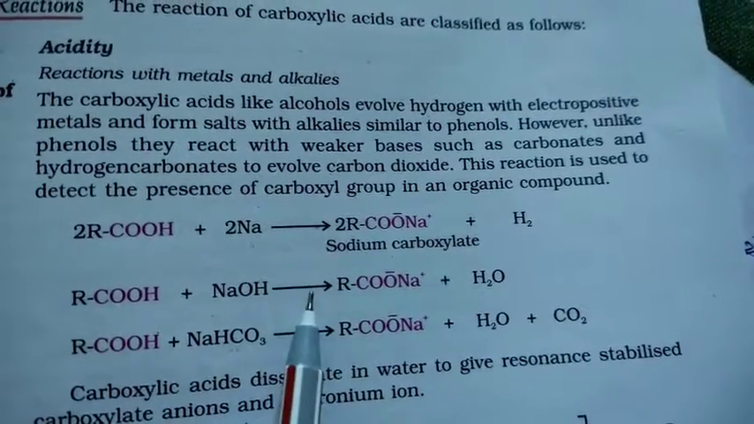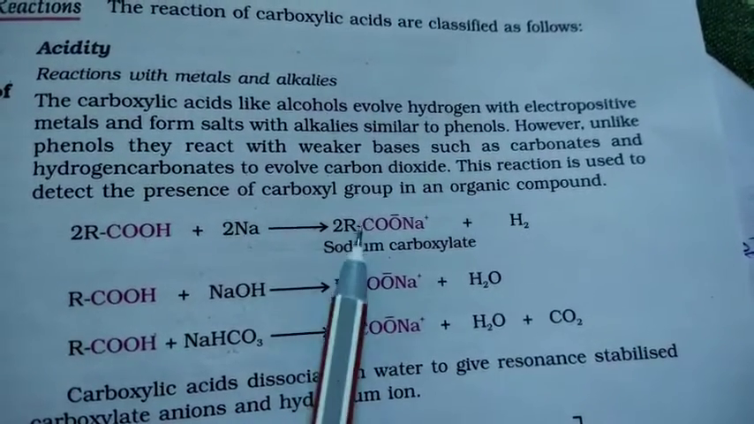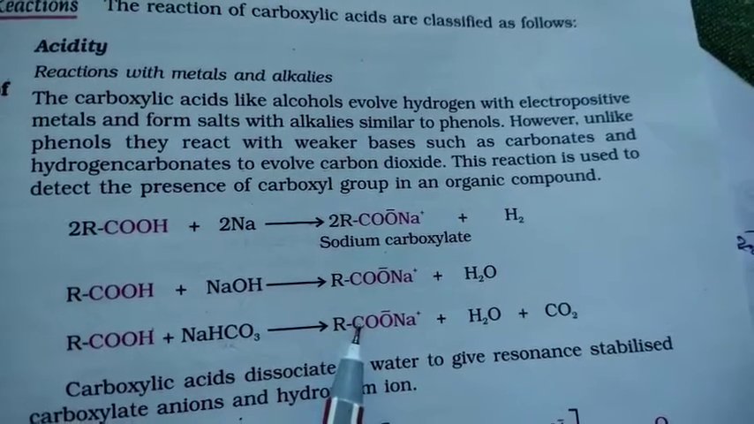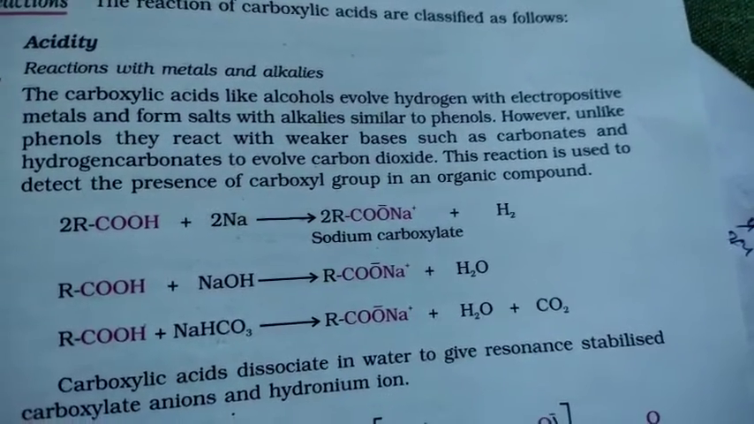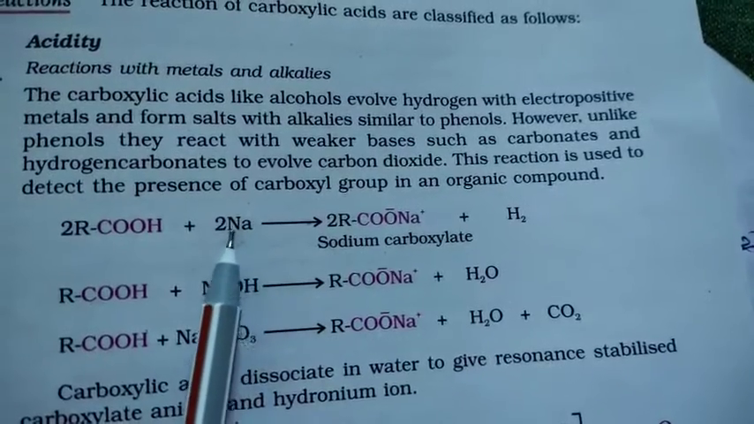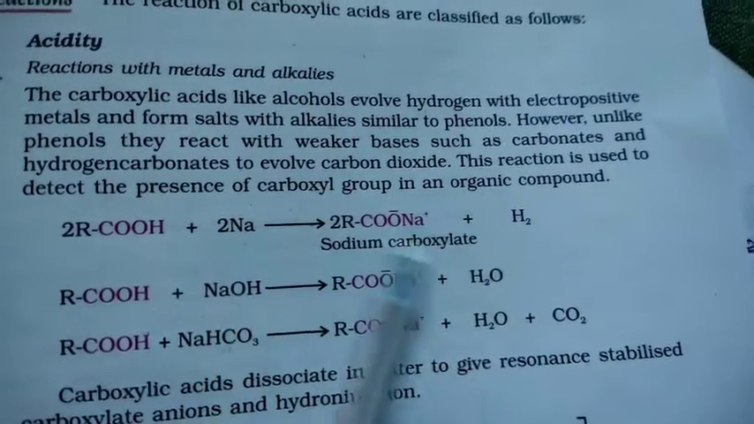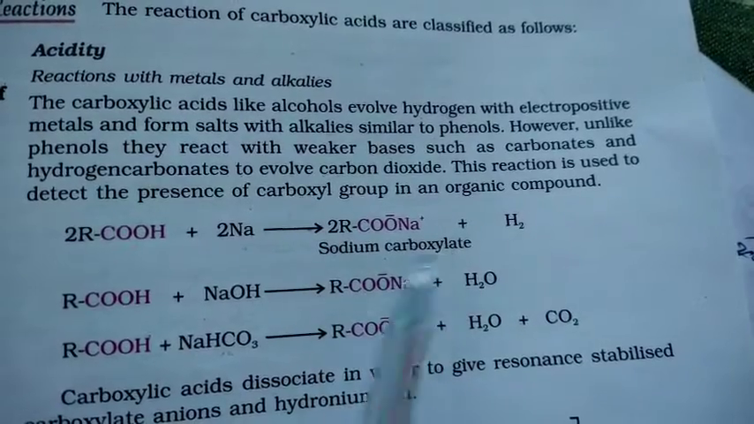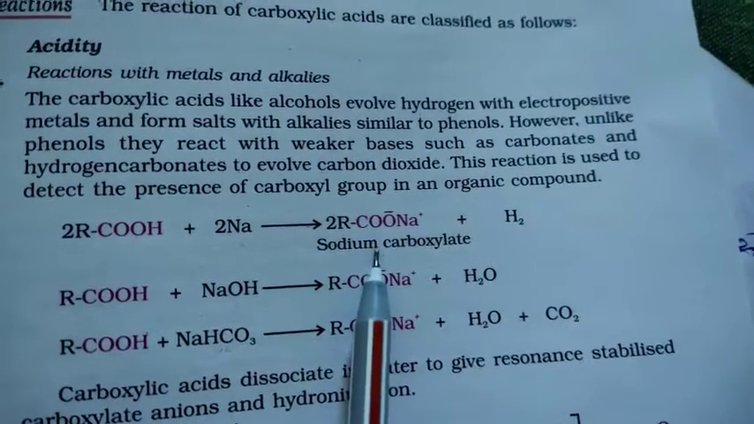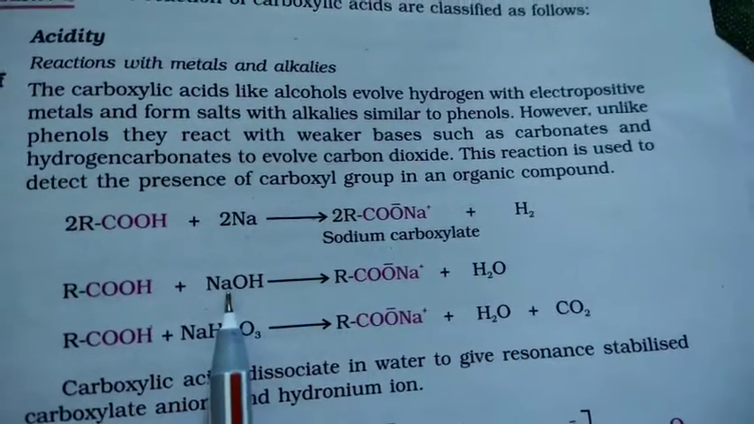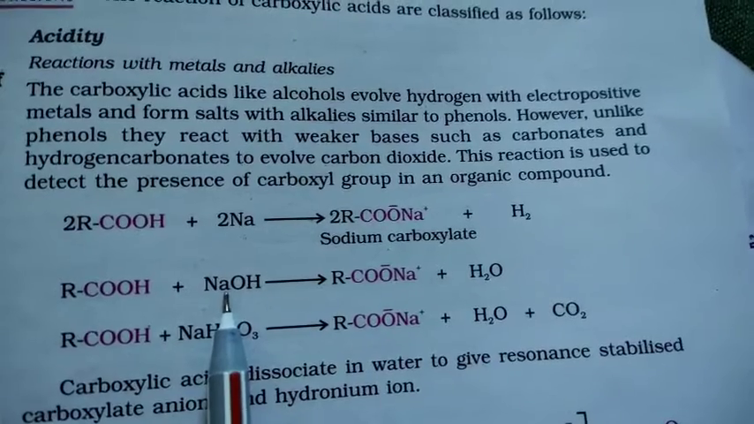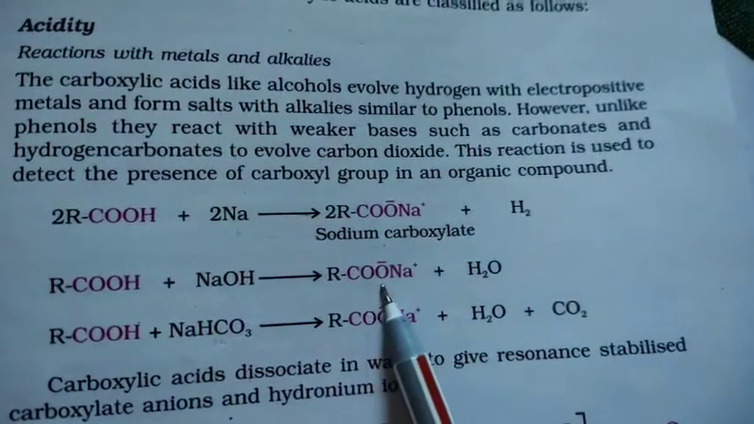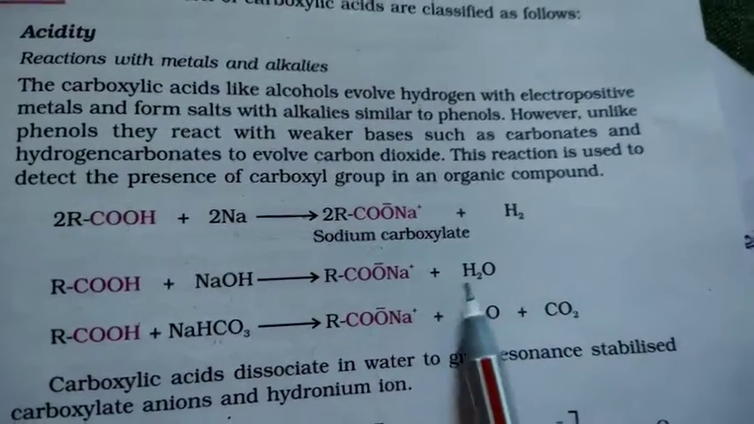So this case is similar. The product is similar for all these three reactions, but the byproduct differs because we have used different reagents, right? So when we have used sodium metal, you will get hydrogen as byproduct, and this is sodium carboxylate. This is a salt, right? Sodium salt. Similarly, when we have taken the sodium alkali, that is your sodium hydroxide, we will get again sodium carboxylate, sodium salt plus water.